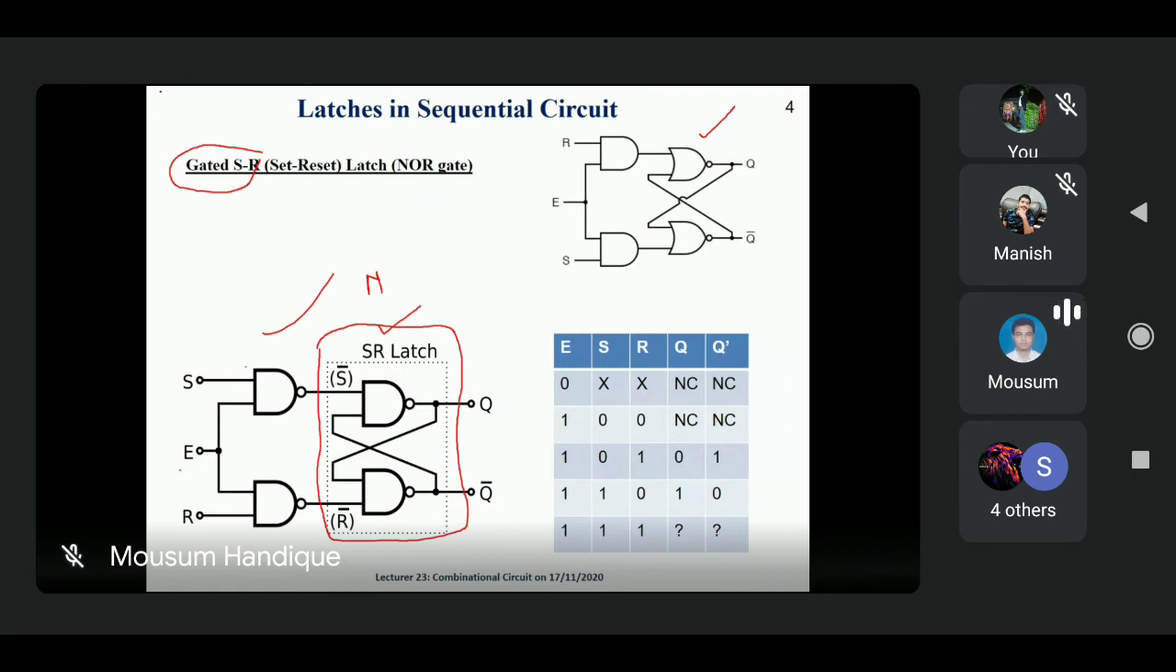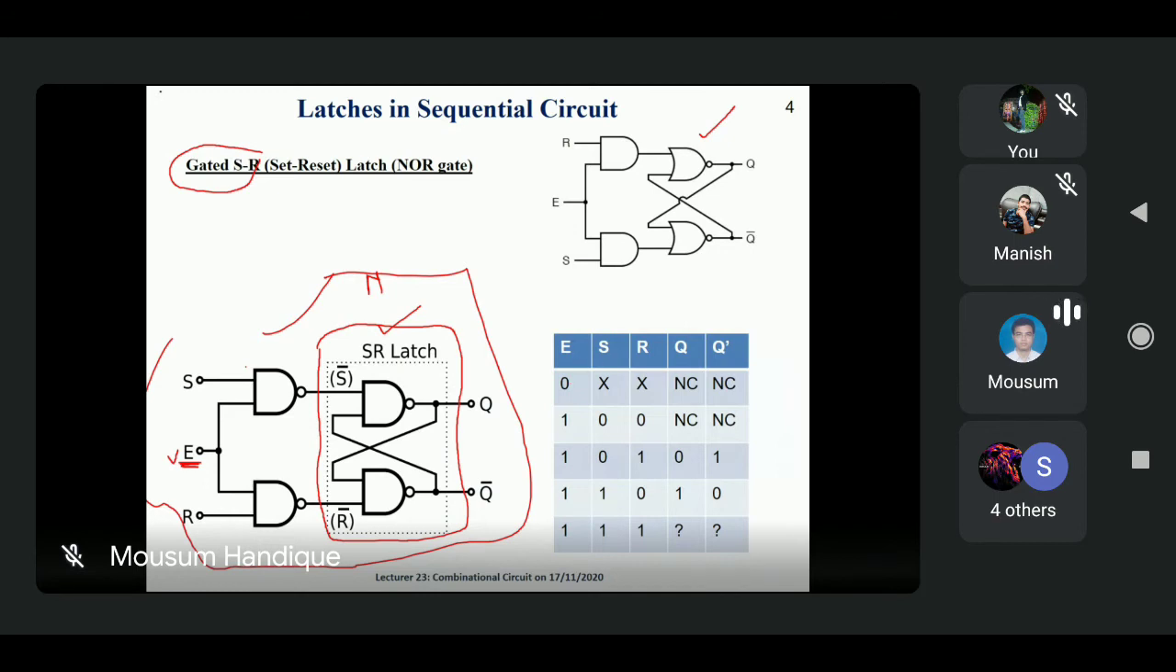But what you can see here, we are using some particular extra line. This particular E is called an enable line. Now we can check how the behavior of this particular circuit is, and that particular behavior we can represent with the help of a state table. So this one is not a truth table, remember, this one is called a state table.